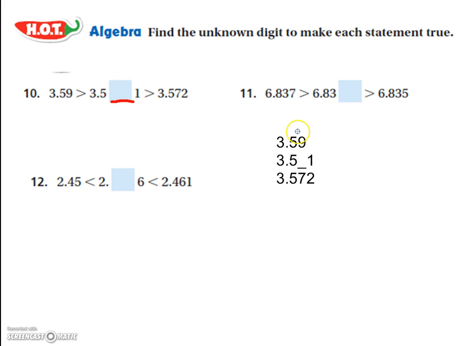So I need to figure out what goes in that blank. I'm going to use my Post-it note again, and I'm going to move it over here to where the blank is. Now this column is the same, this column is the same, this column is not the same. Now this is the biggest one, the one on top. This is the smallest one, on the bottom. I need to figure out what goes in the middle. Now, what's between 9 and 7? 8. And that is how I solve that. There you go.